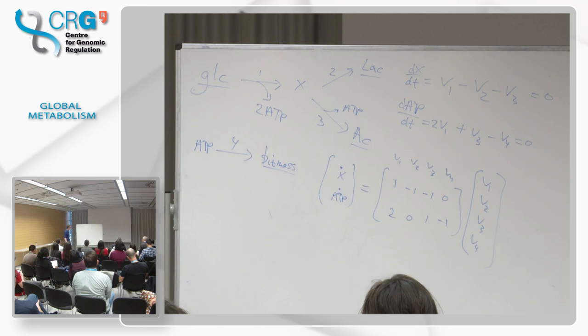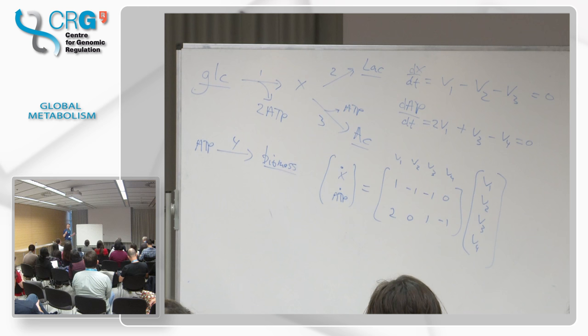Right? This is how you would write it down in matrix notation. And there may be a few biologists that don't know how to multiply vectors and matrices. Is there anybody who doesn't know how to do that? We're all happy? Okay. All right, so this is how you do it.